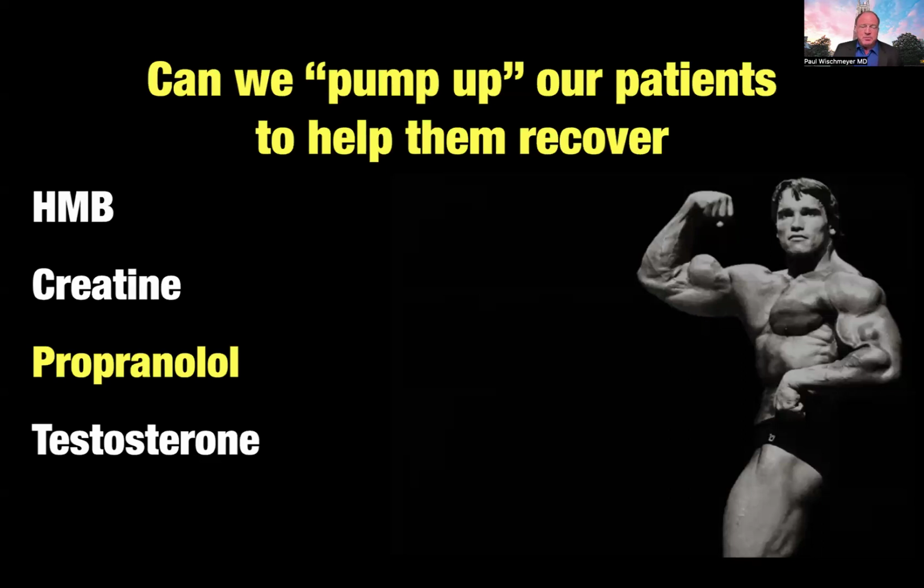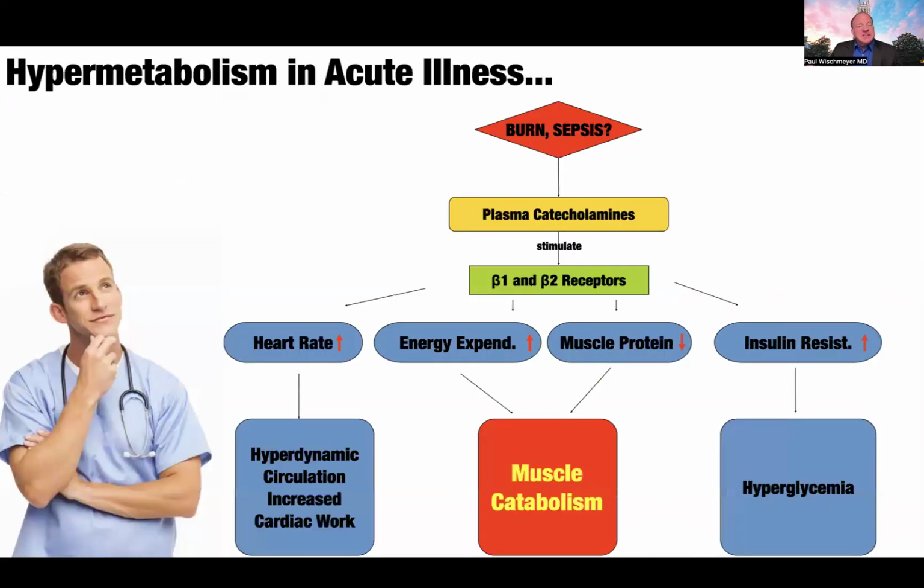Now, just briefly on propranolol, anybody that's worked on a burn unit has probably used propranolol, but not many other people have. One of the key things to understand about the hypermetabolism of illness is that burns and sepsis and other critical illness lead to a significant hyperadrenergic response by catecholamines. That's why kids remain hypermetabolic, as do adults, for a long period of time.